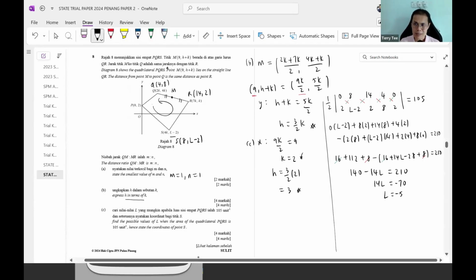So notice I only use anti-clockwise because the diagram is given. Anti-clockwise is going to be positive. If you use clockwise, then your L value will be something else that we have to reject anyway. So only one answer for L. Now, also we need to find the coordinate of point S. Take the L value, sub inside here. Your coordinate point S is therefore 8 and -5 minus 2, which is 8, -7. It makes perfect sense. You can see your L is below, is negative.